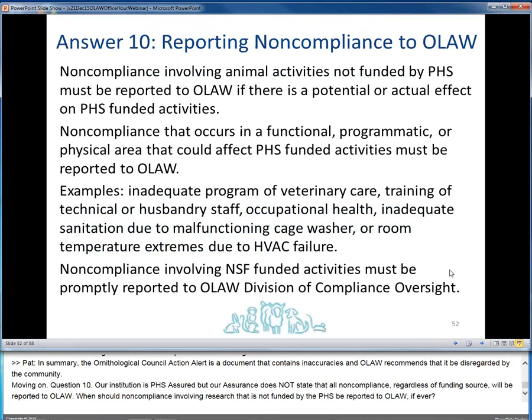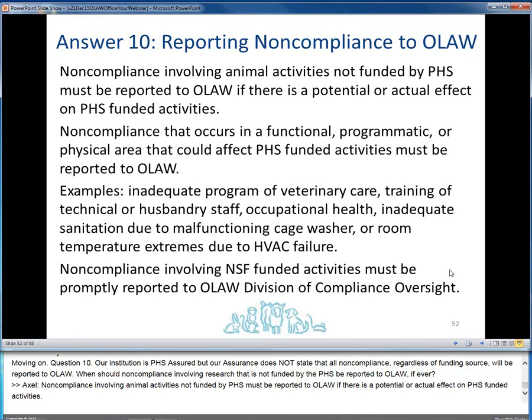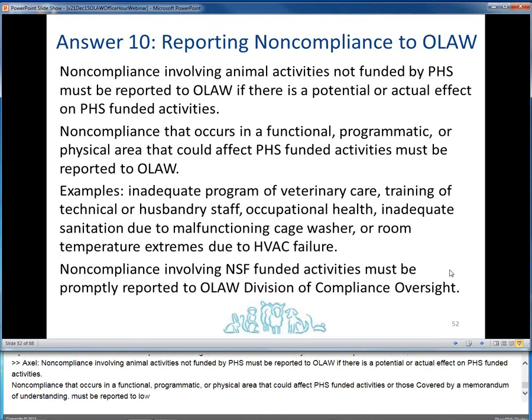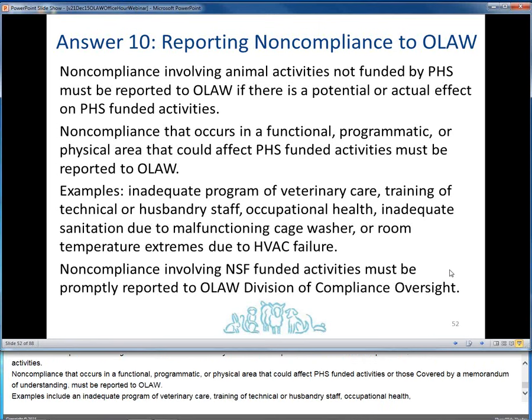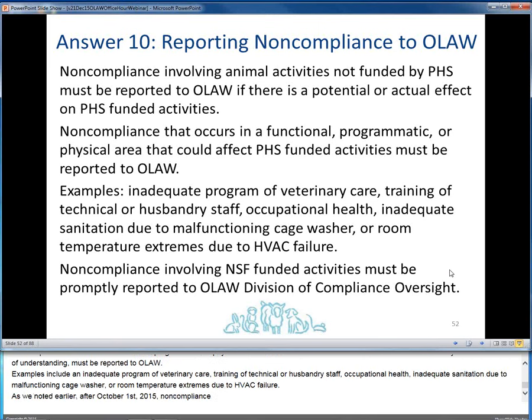Noncompliance involving animal activities not funded by PHS must be reported to OLAW if there is a potential or actual effect on PHS-funded activities. Noncompliance that occurs in a functional, programmatic, or physical area that could affect PHS-funded activities or those covered by a Memorandum of Understanding must be reported to OLAW. Examples include an inadequate program of veterinary care, training of technical or husbandry staff, occupational health, inadequate sanitation due to a malfunctioning cage washer, or room temperature extremes due to HVAC failure. As we noted earlier, after October 1st, 2015, noncompliance involving NSF-funded activities must be promptly reported to the OLAW Division of Compliance Oversight.